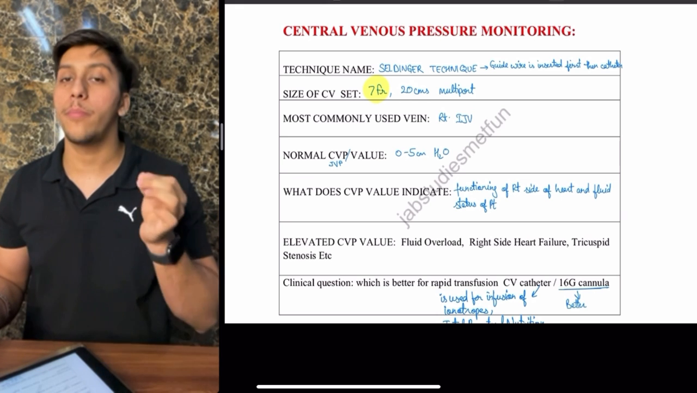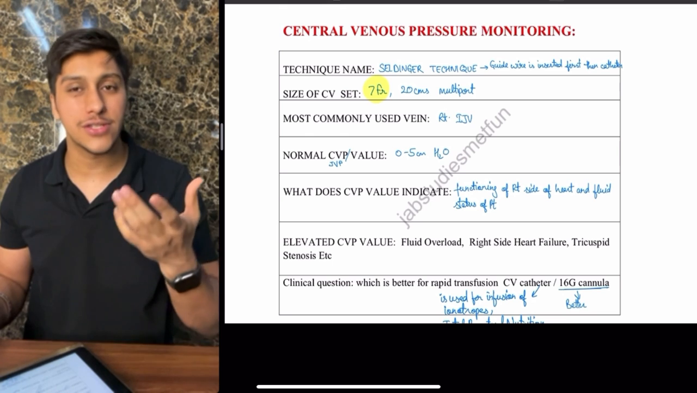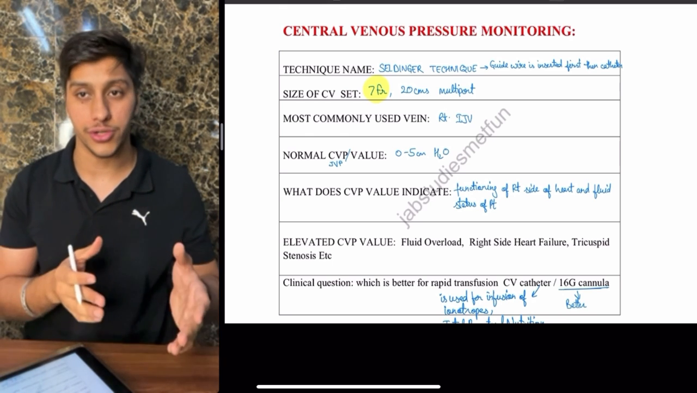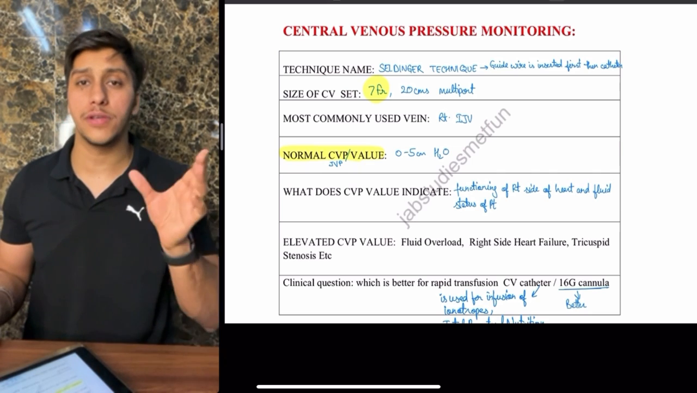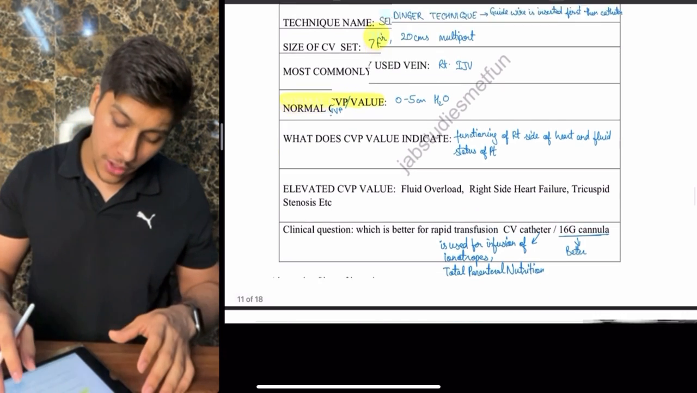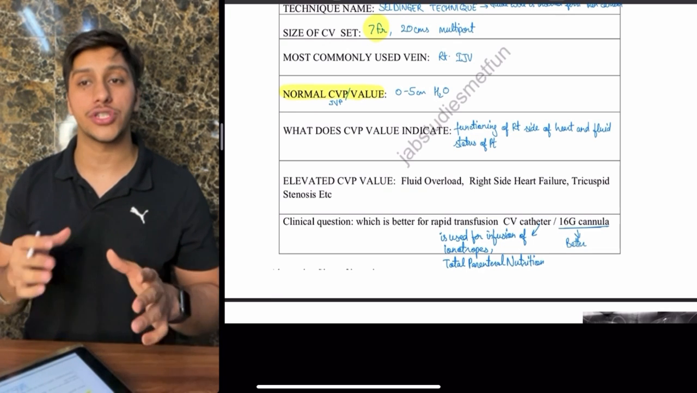The most commonly used vein is going to be the right-sided internal jugular vein because there are fewer chances of pneumothorax and it is less tortuous. If you talk about the normal CVP or the JVP pressure, it is going to be 0 to 5 centimeter of water. What does the actual CVP value indicate? It is going to indicate the right side function of the heart.